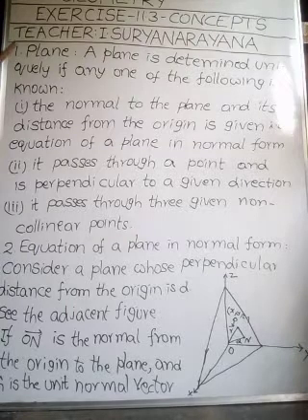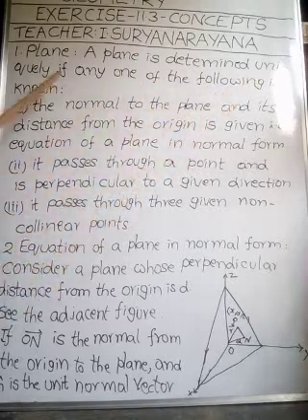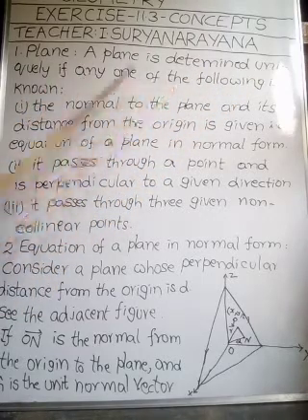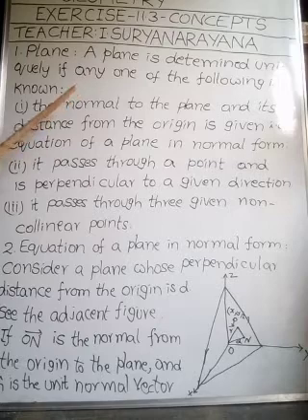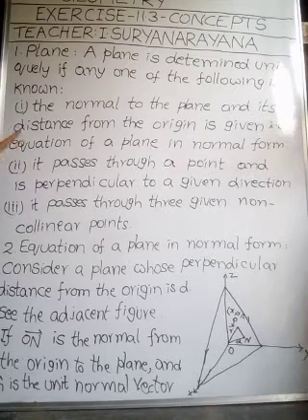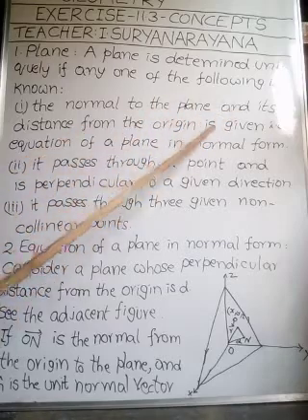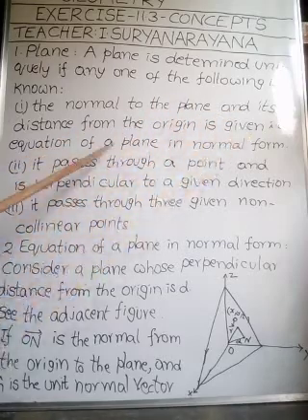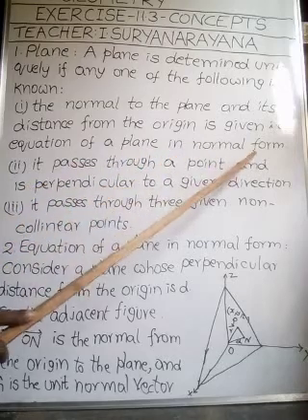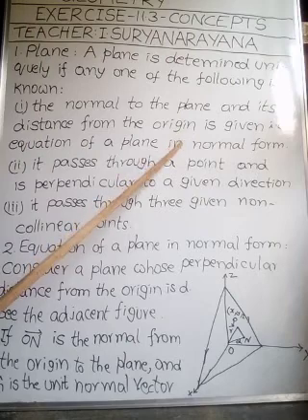Okay, my dear children. The first point: plane. A plane is determined uniquely if any one of the following is known. Here three cases are given. If any one of these three cases is given, we can determine a plane. What is the first case? The normal to the plane and its distance from the origin is given. That is the equation of a plane in the normal form. This is the first case to determine a plane.